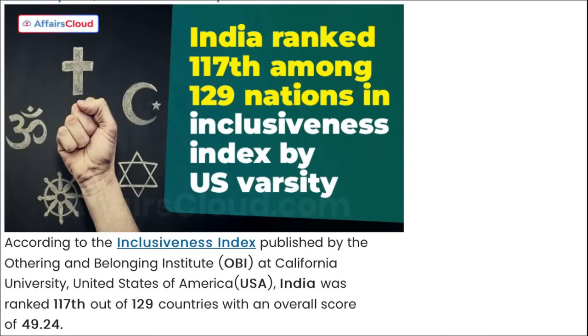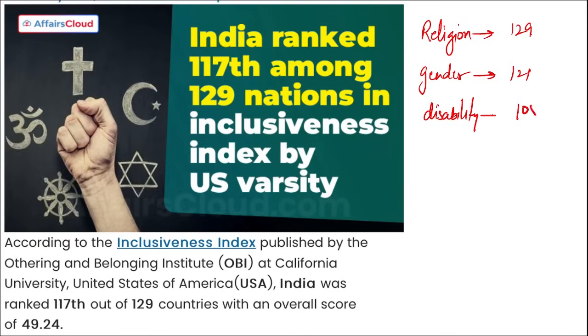Correct? Let me give you better options here. If we are talking about the religion inclusiveness index, India stood at 129th position. If we are talking about the gender inclusiveness index, the rank of India is 121st. Then if we are talking about the disability inclusiveness index, the rank of India is 108. Right? Then if we talk about the LGBTQ plus inclusiveness index, the rank of India is 39th. Correct?